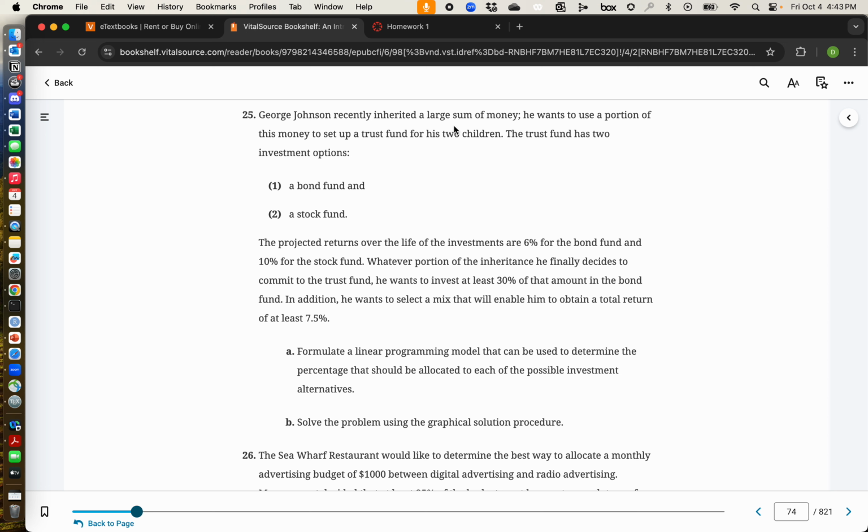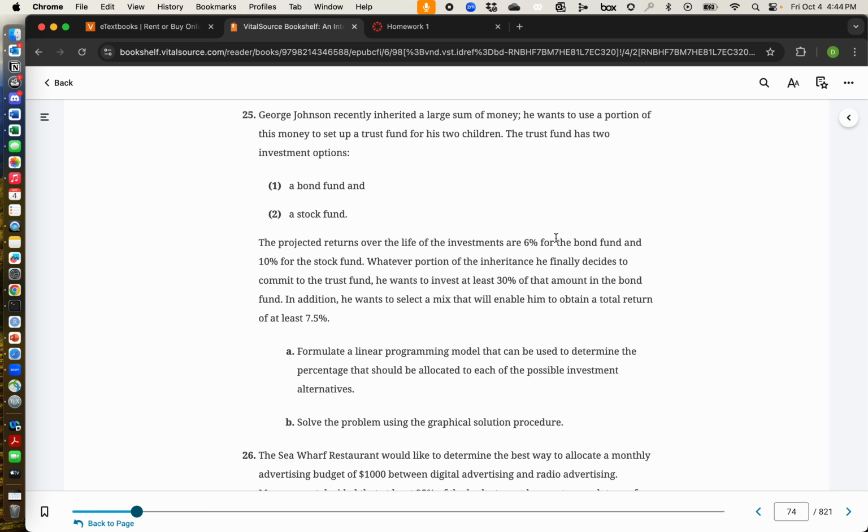George Johnson has inherited a large sum of money and he wants to use a portion of that money for a trust fund for his two children. The trust fund has two investment options, a bond fund and a stock fund. There is a 6% return on the bond fund and 10% return on the stock fund. Whatever portion of the investment he finally decides to commit to the trust fund, he wants to invest at least 30% of that amount in the bond fund.